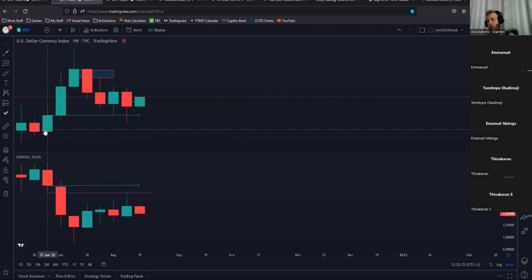Because for the most part, the market is supposed to be symmetrical. The DXY and EU should be symmetrical, and even the candlesticks on EU look very similar to the DXY. And there are times when it doesn't. That's when we say that the given pair is under distribution when it's selling, or under accumulation when it's buying.